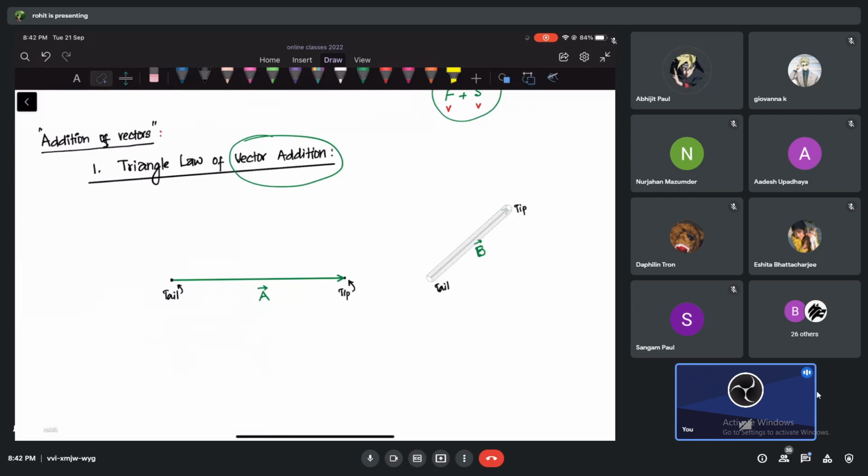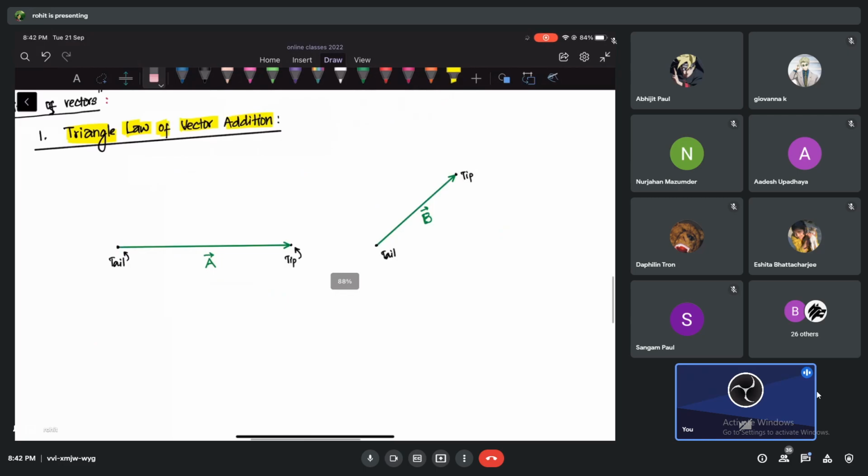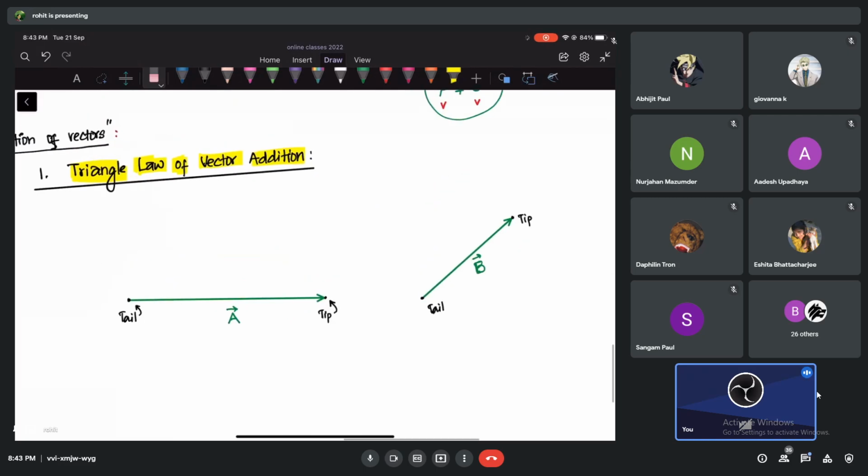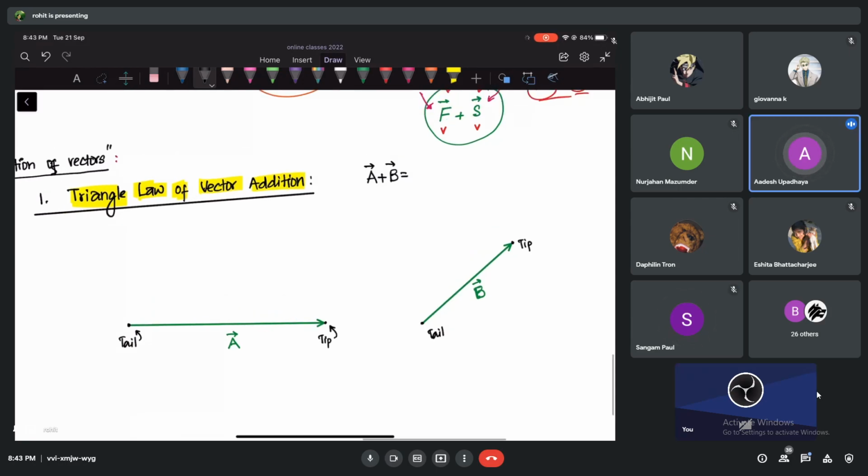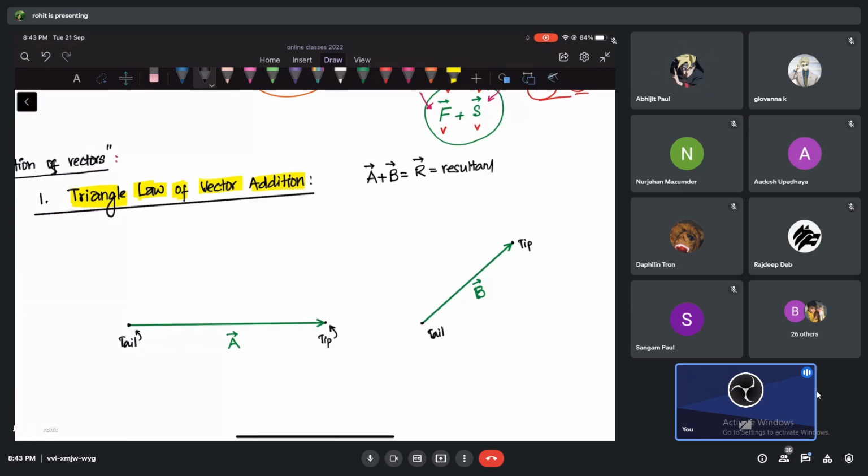Suppose the question is that I want to add these two vectors. That is what we are trying to do. I'm repeating again: we want to add these two vectors and we are going to use a law called the triangle law. So I'm speaking directly about the triangle law, and you will understand it. When I add vector A with vector B, what will I get, a vector or a scalar? A vector. Let's not call it C, let's call it R. What will I call it? The resultant vector. This is clear, I think.